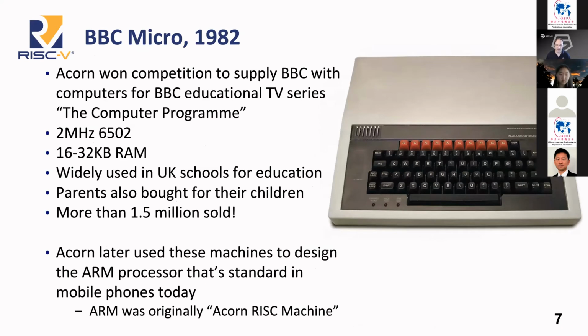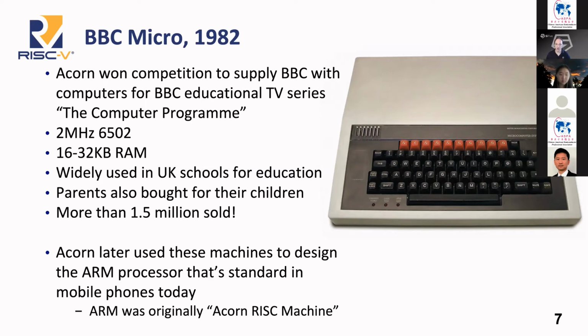Now, a bit later, just to connect with the BBC here, the Acorn Atom was actually an early machine from Acorn, and they used that experience to build a prototype that they bid for the BBC. The BBC was doing an educational TV series called The Computer Programme, and Acorn won the competition to supply the BBC with computers. This was a very big, important deal for Acorn. The BBC Micro was a very well-designed machine. It was very popular, and it was widely used in UK schools for education.